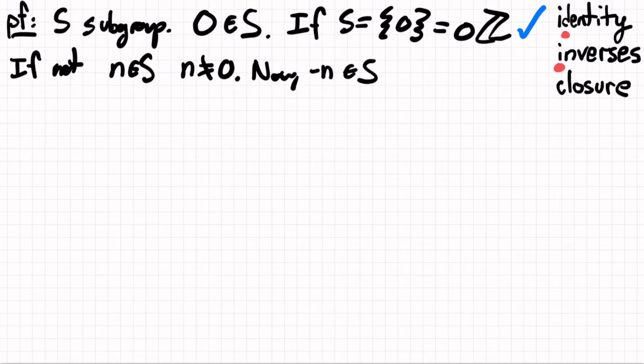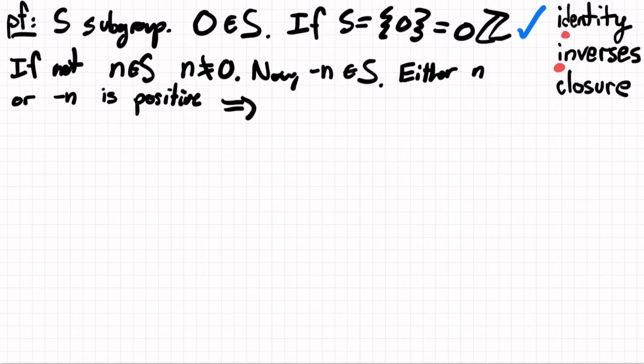That's the inverses axiom. And so we can see that either n or minus n is positive. So maybe I should write that. n or minus n is positive. So the conclusion is that S contains a positive integer.